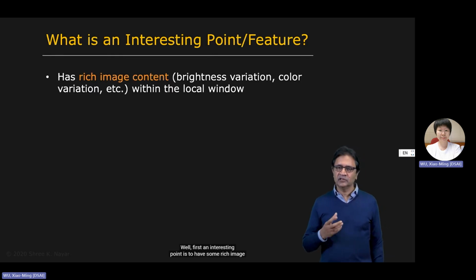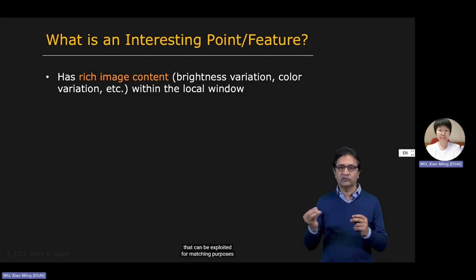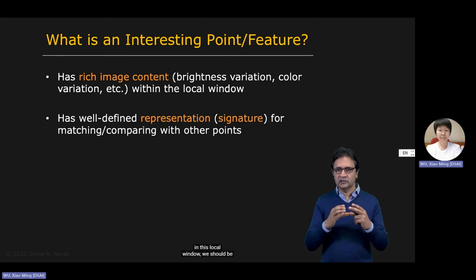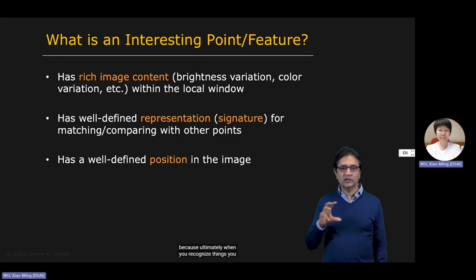Well, first, an interesting point has to have some rich image content around it. The local appearance around this point should be rich enough in terms of brightness variations, color variations, etc., that there is a certain amount of uniqueness to it that can be exploited for matching purposes. Second, it should have a well-defined representation. What that means is that from this appearance in this local window, we should be able to compute a signature that we can then use for matching purposes. And it has to have a well-defined position, because ultimately when you recognize things, you also typically want to know where they are.